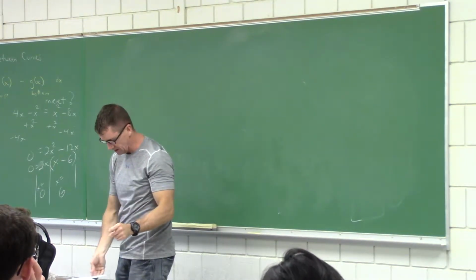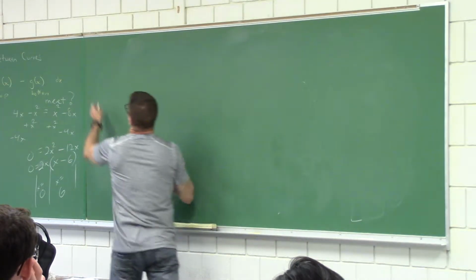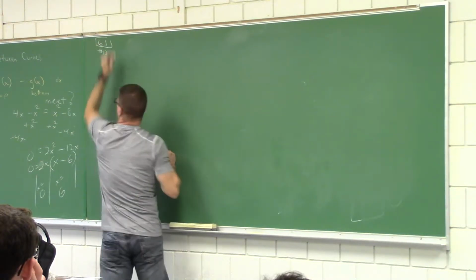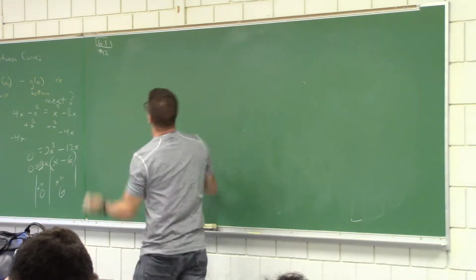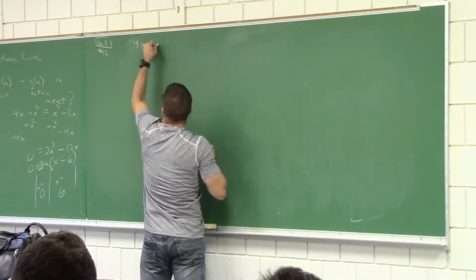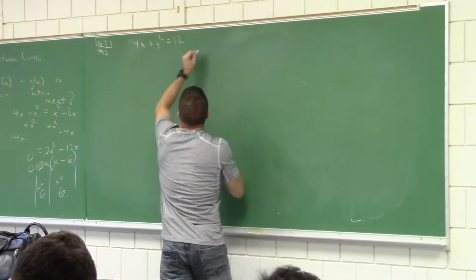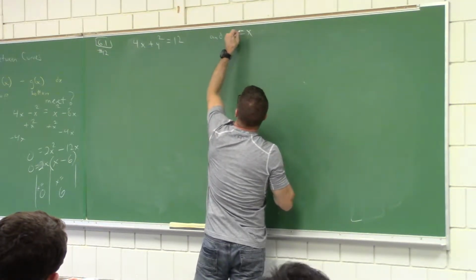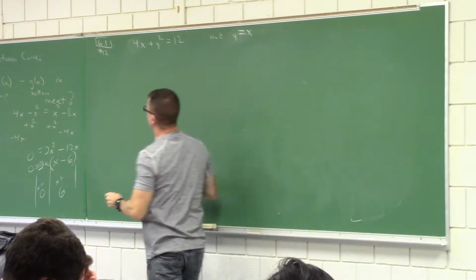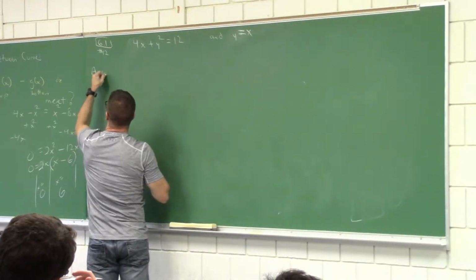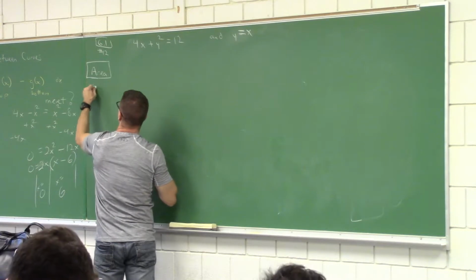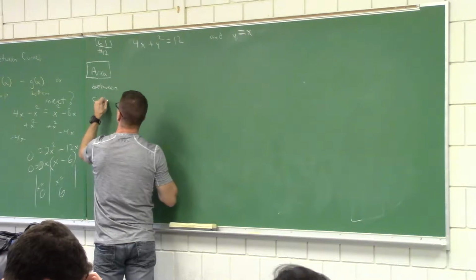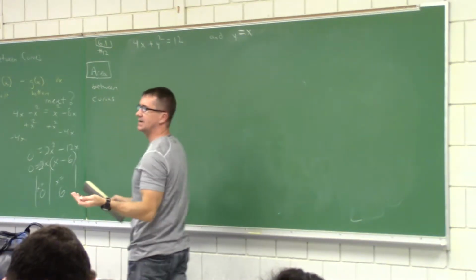This is number 12 from section 6.1 of the textbook. I thought it was a good one. This is what they wrote: 4x plus y squared equals 12, and y equals x. And we've got to find the area between these two, the area that's between those two curves. Although y equals x is just a straight line, isn't it?